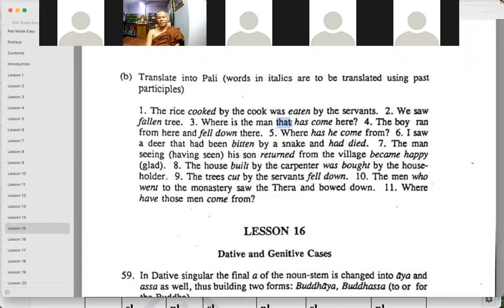Okay, Damadada. Where is the man that has come here? Kuhe ida agato puriso ahosi. So Kuhe means where. And the man is puriso. That has come is agato. So: kuhe ida agato puriso. So here is.